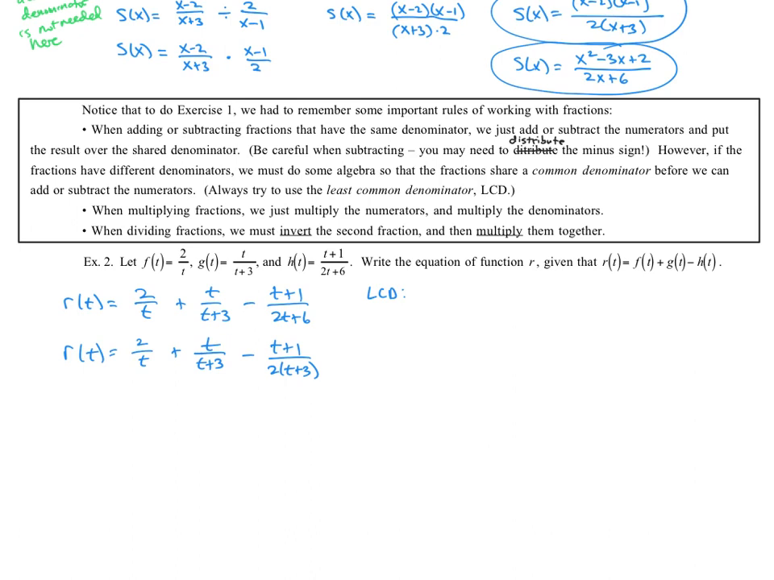So the LCD consists of all the factors we see in the denominator. We see the number 2, the variable t, and we see t plus 3. So all three of those multiplied together give me the LCD.